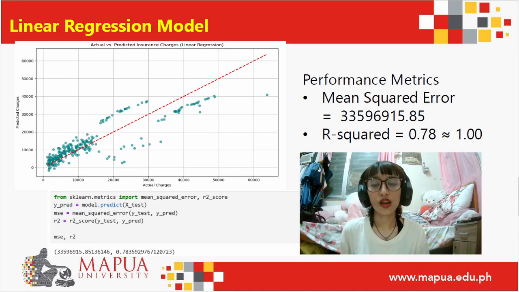Number 2, R squared, which was 0.77, meaning the model explains about 77% of the variance in these charges. This is a good sign, although it is not perfect. R squared is a metric that tells you how well your regression model explains the variability of the target variable.